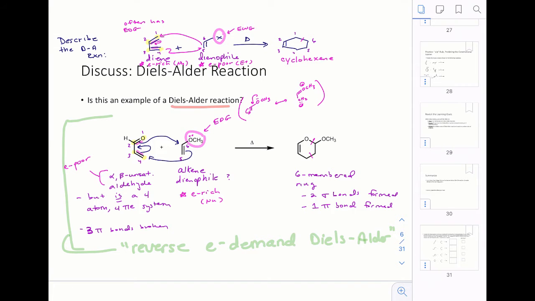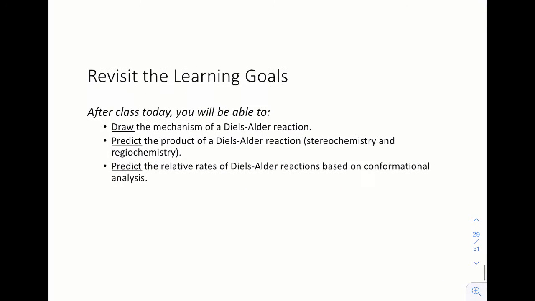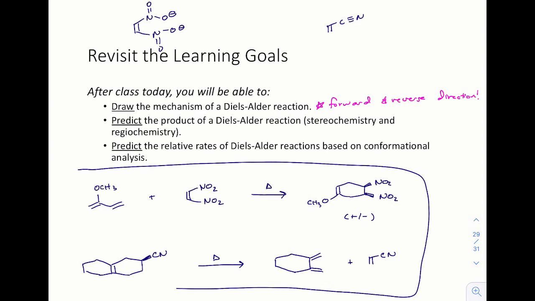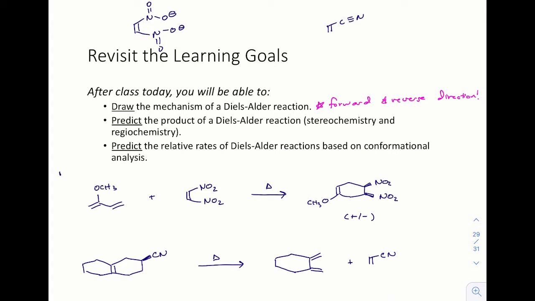We have achieved now one of the learning goals for today's lesson, which is to draw the mechanism of the Diels-Alder reaction. And perhaps we should add forward and reverse direction. To be sure that we have achieved this learning goal, let's draw the curved arrows for these 2 reactions. Here is a Diels-Alder in the forward direction, followed by a Diels-Alder in the reverse direction, which is known as a retro Diels-Alder. Pause and try to draw the curved arrows.